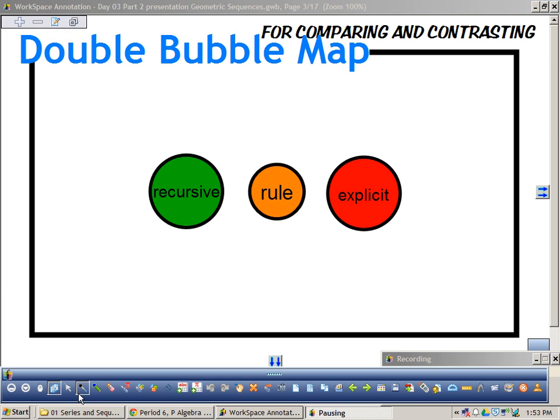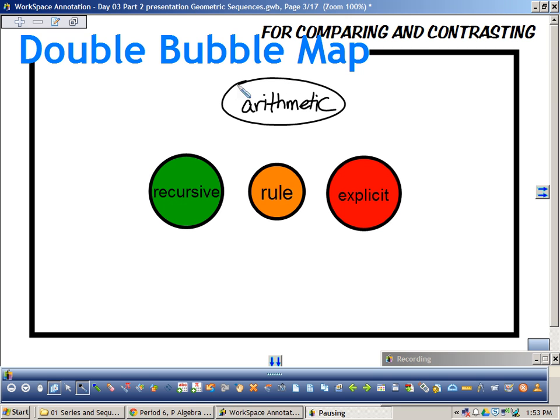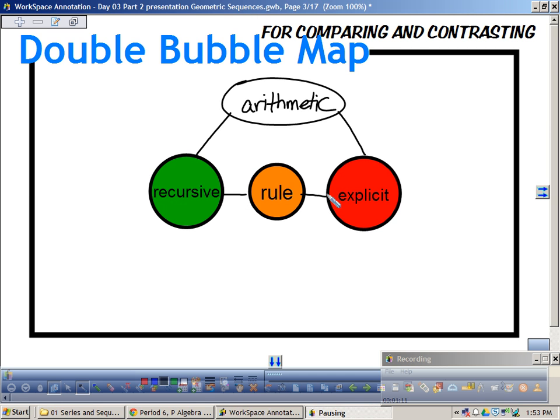Okay, so the first thing I'm going to put on this is that when we're talking about a double bubble map, we're talking about comparing and contrasting. So recursive rules and explicit rules, both of them are used for arithmetic. So they're connected to both. Of course, these are both rules. And then the other one is geometric. Both explicit and recursive.